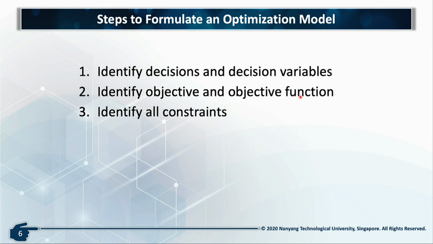And finally, you need to identify all those constraints. Some constraints are explicit, such as a resource limitation constraint. Some constraints are implicit, such as the non-negativity constraint. You cannot produce a negative amount of chairs and tables, right? And then finally, you put them all together. It is a well-defined optimization model. You put it in the solver, and many optimization problems can be easily solved in seconds.